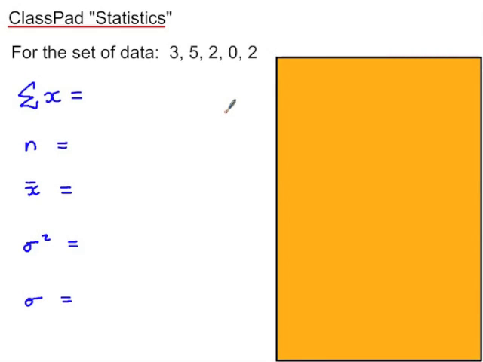This brief lesson will review some of the statistics that we can find from a set of data, as well as using a ClassPad calculator to compute those values. And then we'll look at the mean and the standard deviation and how these are connected with the spread of the data. So we have a small set of data here.